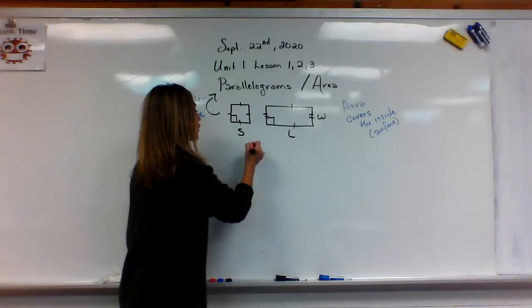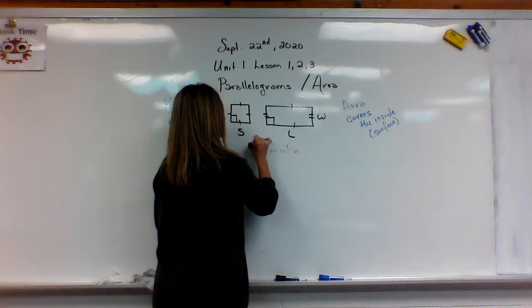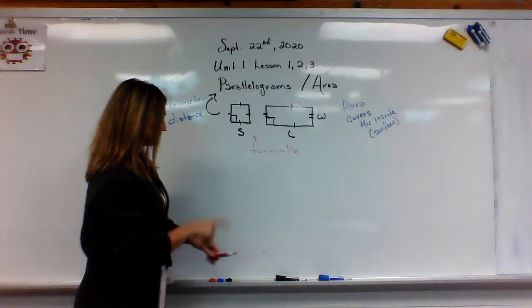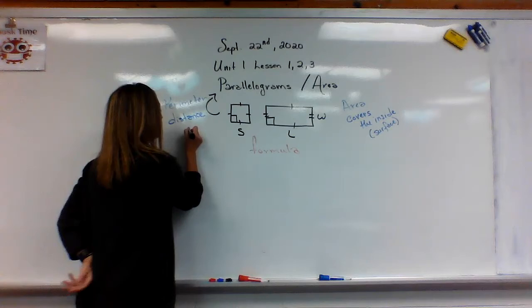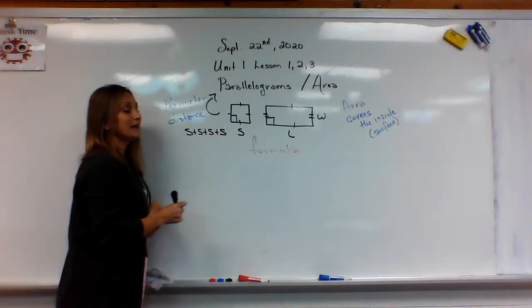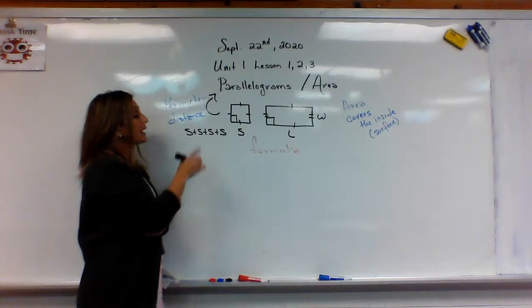We are going to use some formulas to figure out how we find the perimeter and area of these figures. Now, if you remember, when we want to find the perimeter of a square, we say we add the side plus the side plus the side plus the side. If we add up all four sides, that will tell us the distance around the square. This can also be written, sixth graders, as 4 times s.